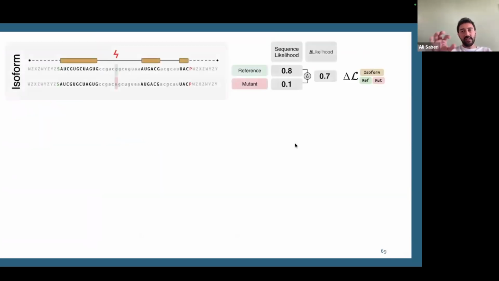And the way we've done that is something like this. For an isoform, so this is an isoform, and this is the sequence, and this is the reference sequence. We have the likelihood based on the LoRNA. And we perform the mutation, and we have the mutant version, and we have, again, the sequence likelihood of the entire sequence. And we have the delta likelihood of the reference and the mutant. So this delta likelihood of this isoform in the reference versus mutant version is actually the score that we're giving to this particular mutation, okay?